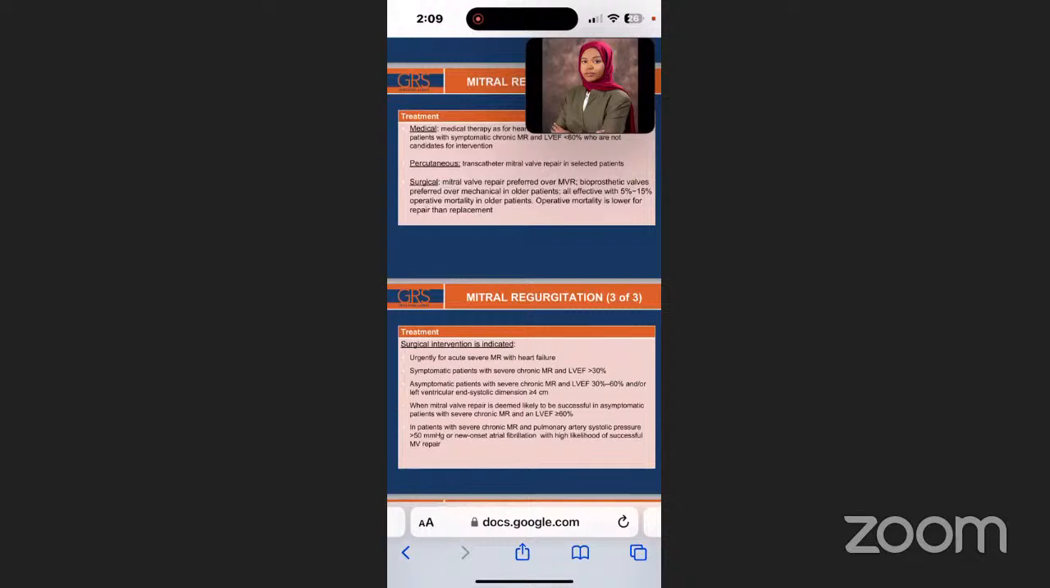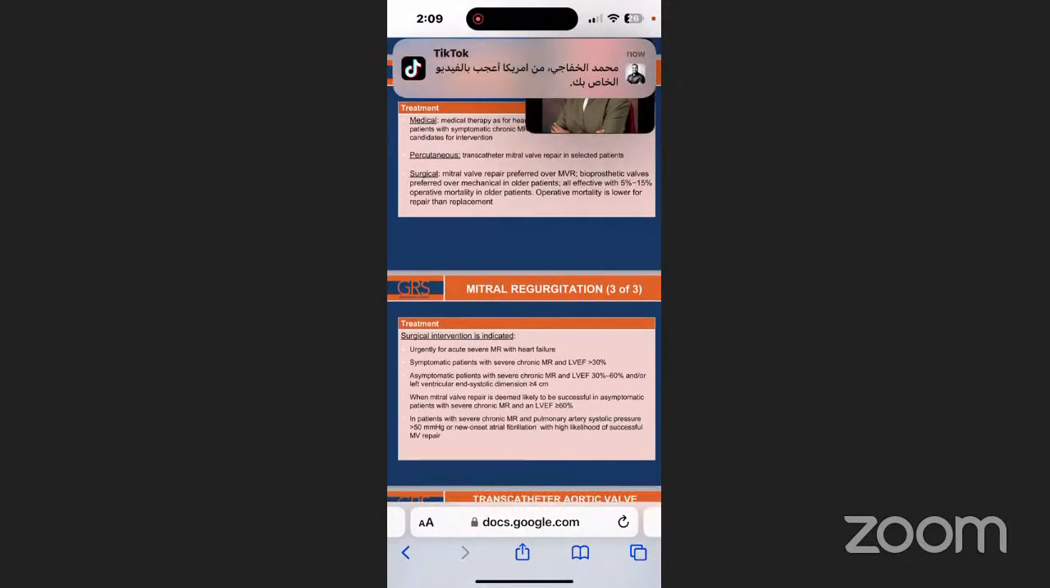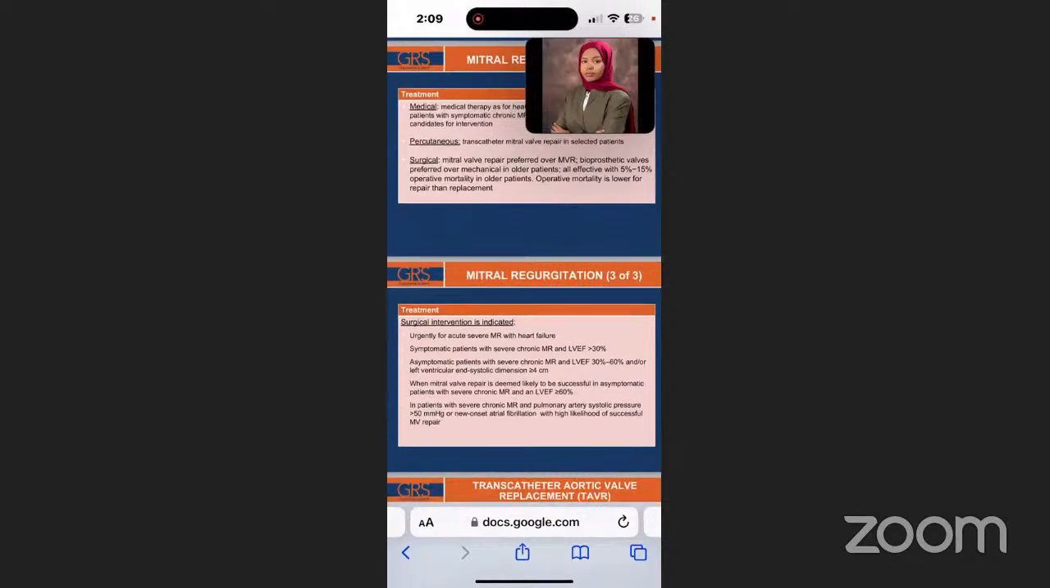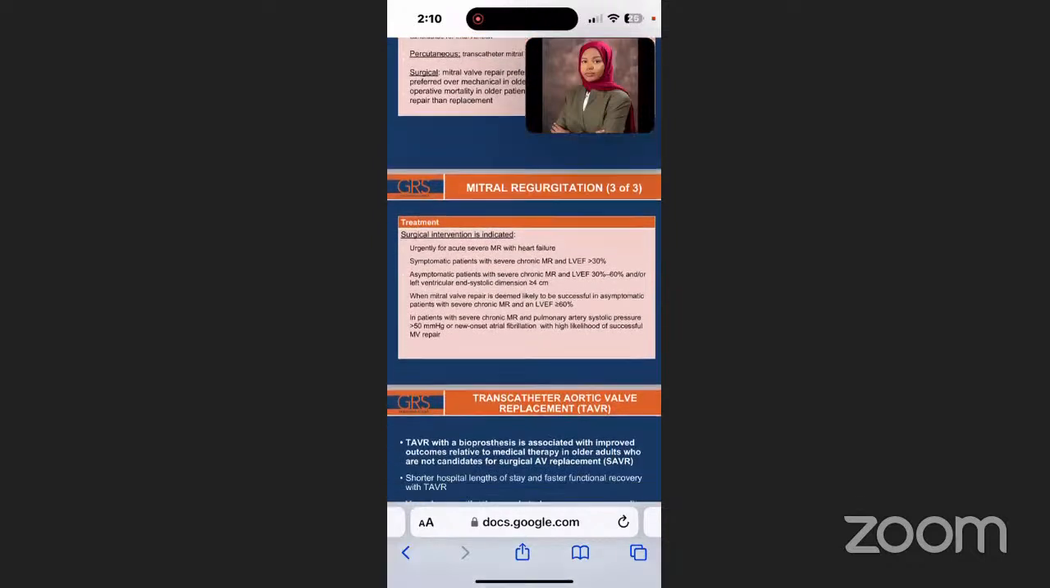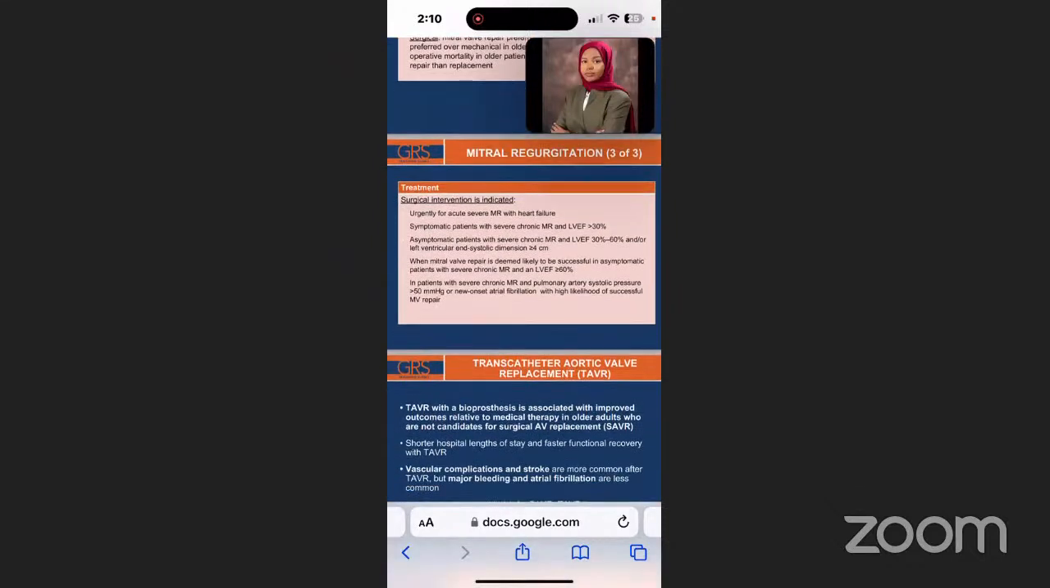In the surgical option, we have mitral valve repair preferred over replacement, for which we can use a bioprosthetic valve, preferred over the mechanical in older patients. All are effective, with 5% to 15% operative mortality in older patients. This mortality is lower for repair than for replacement. The surgical option is indicated in which conditions?